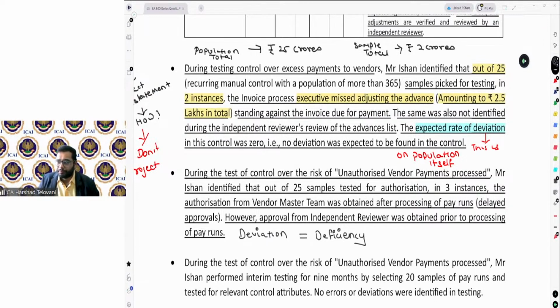Come on, guys. Can I say this control, the deviation I identified in this control is equal to the deficiency in the internal control? Correct, Namrata. But will I call that a deficiency? Again, the deficiency definition is a control designed, implemented, and operated in such a way that it is unable to prevent, detect, and correct misstatement in the financial statement on a timely basis.